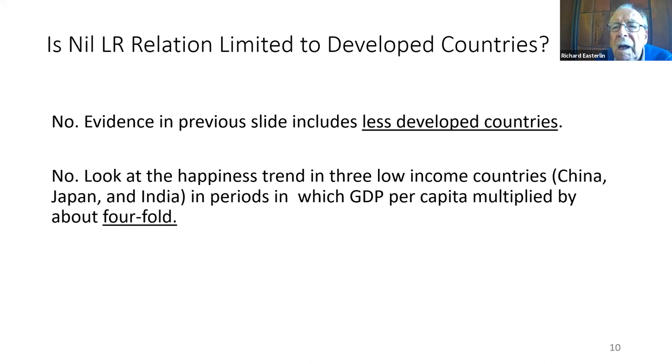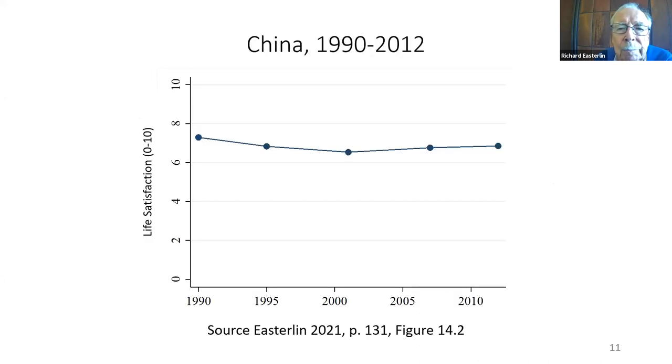And secondly, as an additional evidence of the nil relationship in less developed countries, let me present the trend in three countries that were very poor at the start, China, Japan, and India, and subsequently experienced very rapid economic growth on the order of about a fourfold multiplication of GDP per capita. So we would think if there's any case in which economic growth was raising happiness, these countries would be very substantial evidence. Next slide, please.